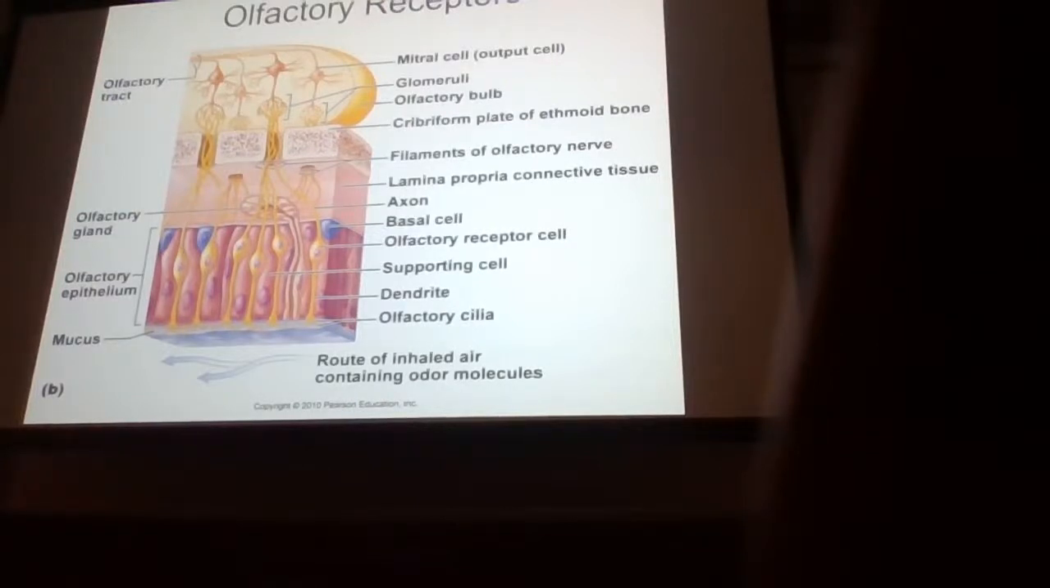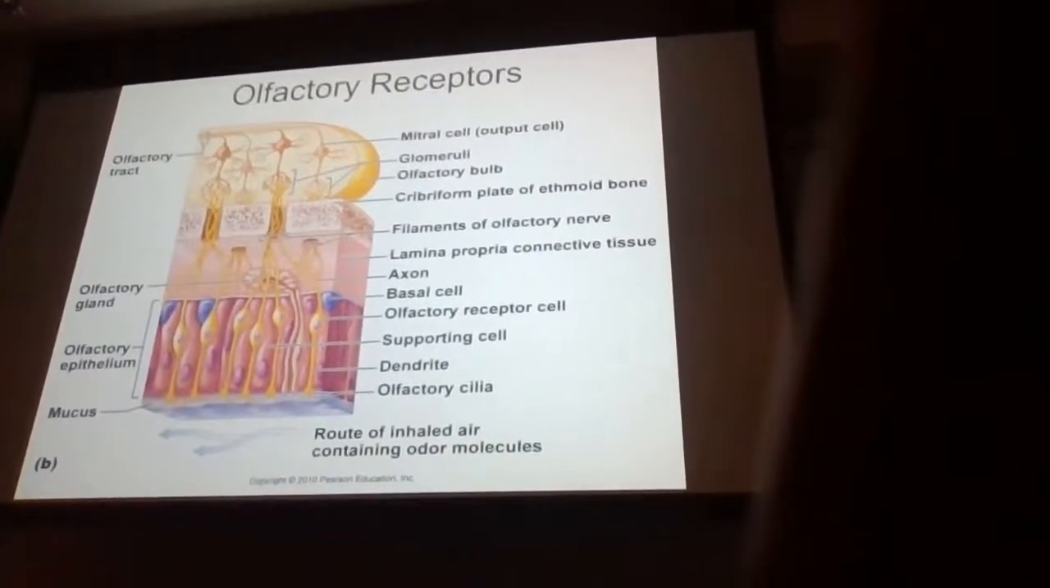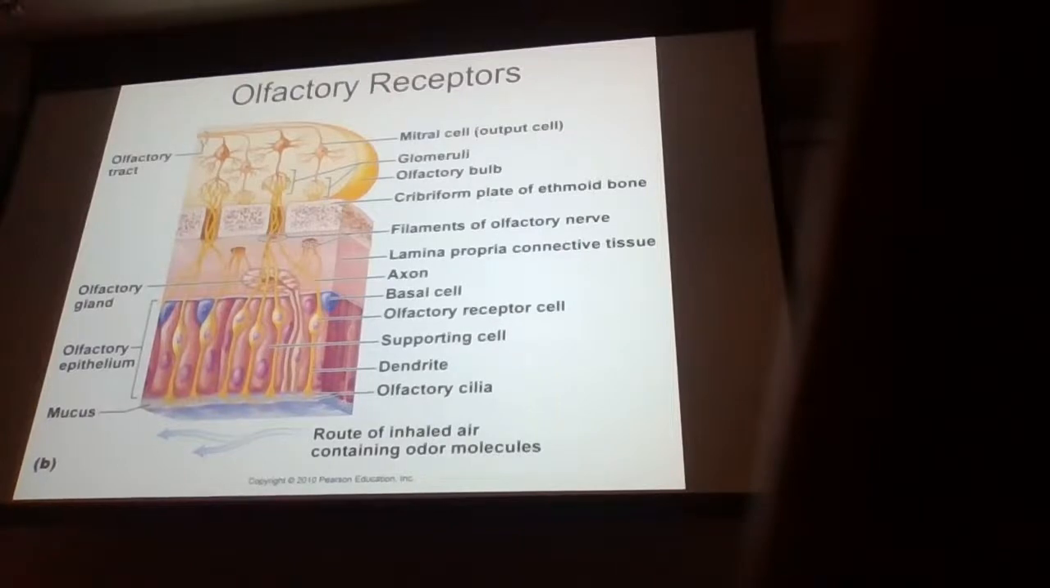So is that why if you're sick and you have excess mucus, you can't smell as well? Yeah, because something is blocking these sensors here. It gets built up. All right, so too much mucus is bad. You need some, but too much reduces your ability to smell.